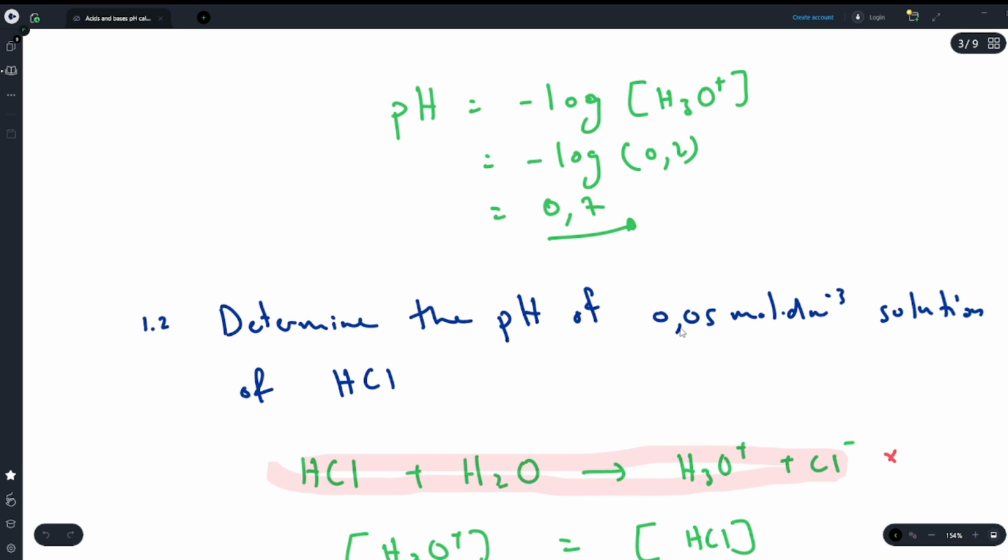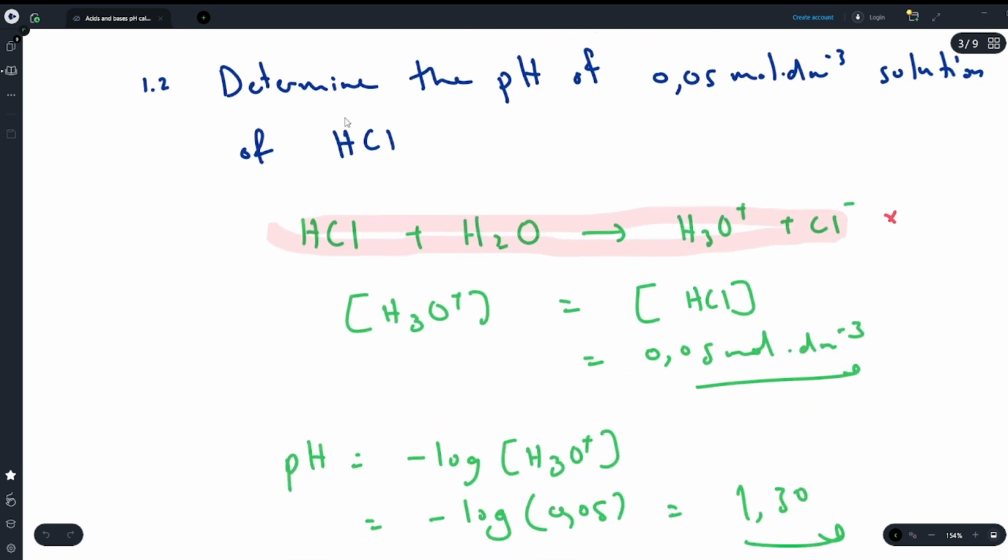Let's do another example. Determine the pH of 0.05 mole per decimeter cubed HCl. Again, we start off by writing down our hydrolysis equation. HCl plus H2O gives me H3O plus and Cl minus.